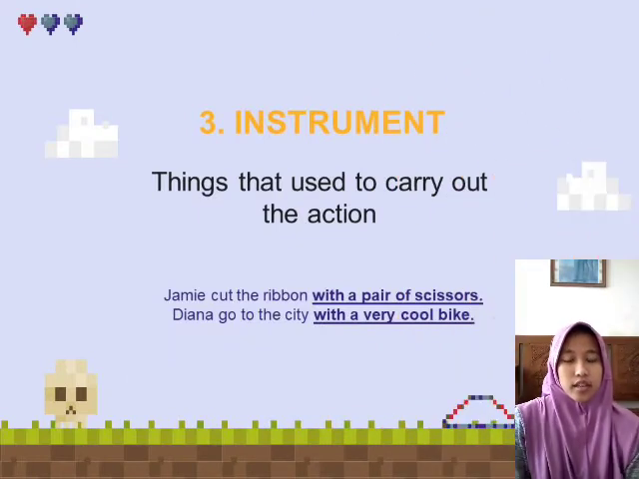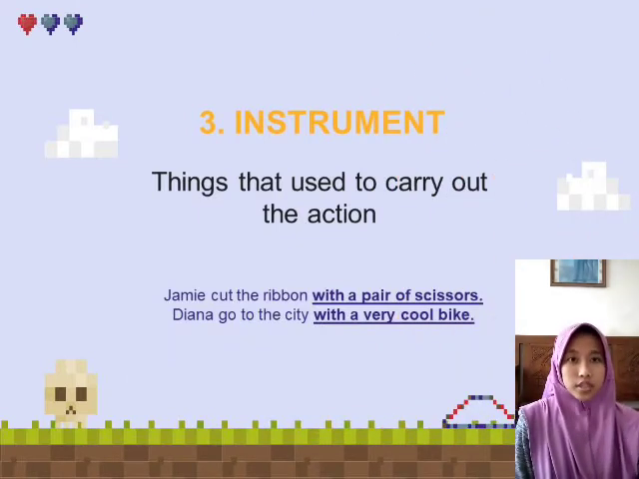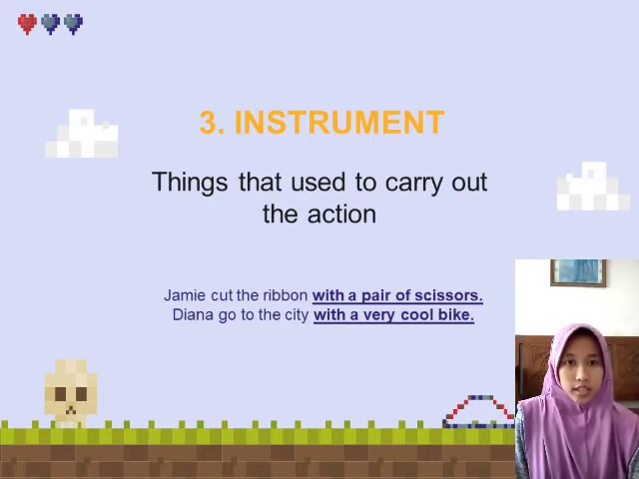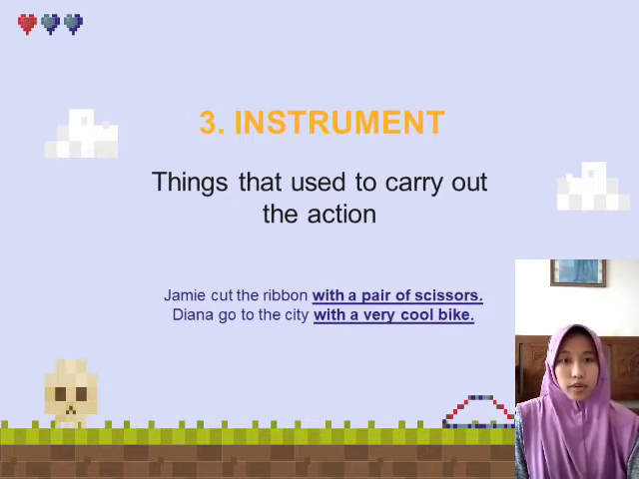Next is instrument. Instrument is the thing that is used to carry out the action. For example, first, "Jamie cut the ribbon with a pair of scissors." In the sentence, with a pair of scissors is the instrument because it is the thing used to carry out the action, and the action in the sentence is cut. So when we cut something, we need a pair of scissors. That means an instrument. And the next example is "Diana went to the city with a very cool bike." In the sentence, with a very cool bike is the instrument of the sentence.